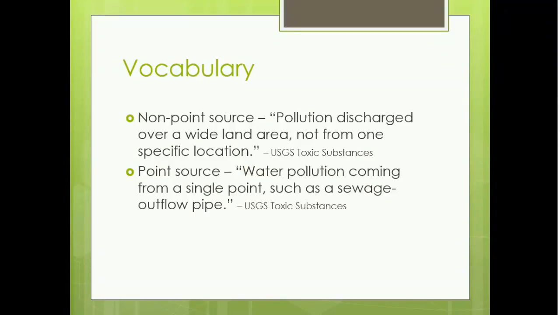Non-point pollution sources are when pollution is discharged over a wide land area, while point source pollution originates from a single point, like a sewage outflow pipe. It's a good rule that if you can point to it, it's a point source, and if it takes a sweeping gesture to indicate where it is, it's a non-point source.